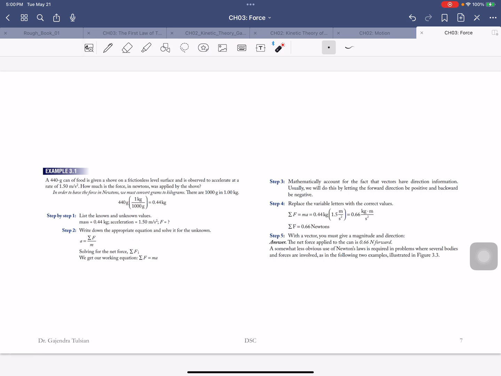All right, so here's a simple problem on Newton's second law. Again, force is mass times acceleration. Okay, so in this problem, a 440 gram can of food is given a shove on a frictionless surface and is observed to accelerate at 1.5 meters per second squared. Okay, so they've given you the mass of the object and they've given you the acceleration, and you just calculate the force, take the product of the two. Now the mass has to be converted to kilograms, so 440 grams is 0.44 kg.